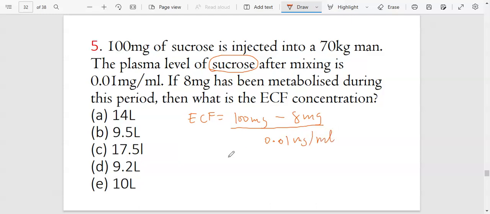So when we punch this on our calculators, we are going to find 9,200 milliliters, because this is in milliliters. But we need the answer in liters, so divide by 1,000. We're going to find that that is 9.2 liters. So that is 9.2, this one here. Okay, so that is going to be it.